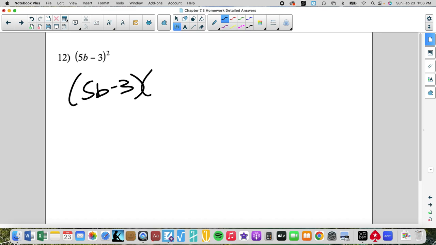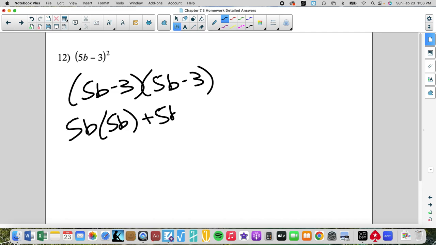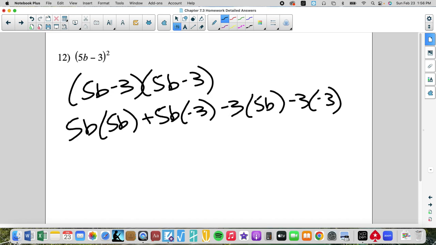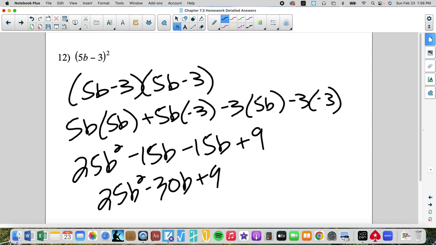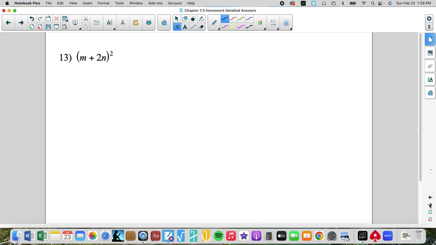5b minus 3 times the quantity 5b minus 3. 5b times 5b plus 5b times negative 3 minus 3 times 5b, negative 3 times negative 3. 25b squared minus 15b minus 15b plus 9. 25b squared minus 30b plus 9. That's not a very good 9. 9's a hard one.